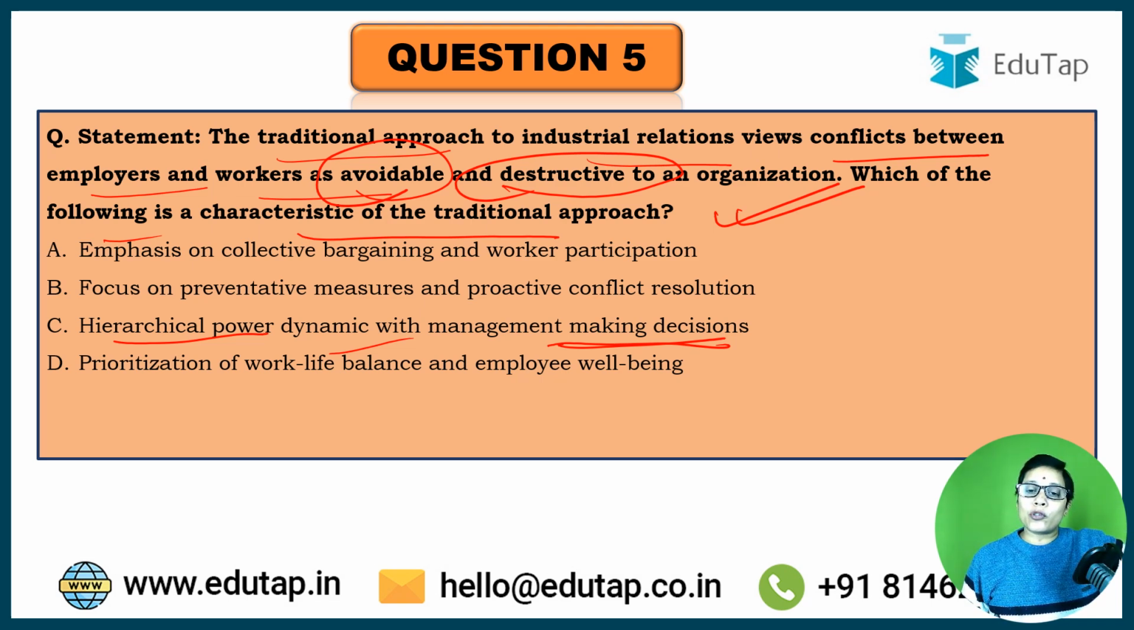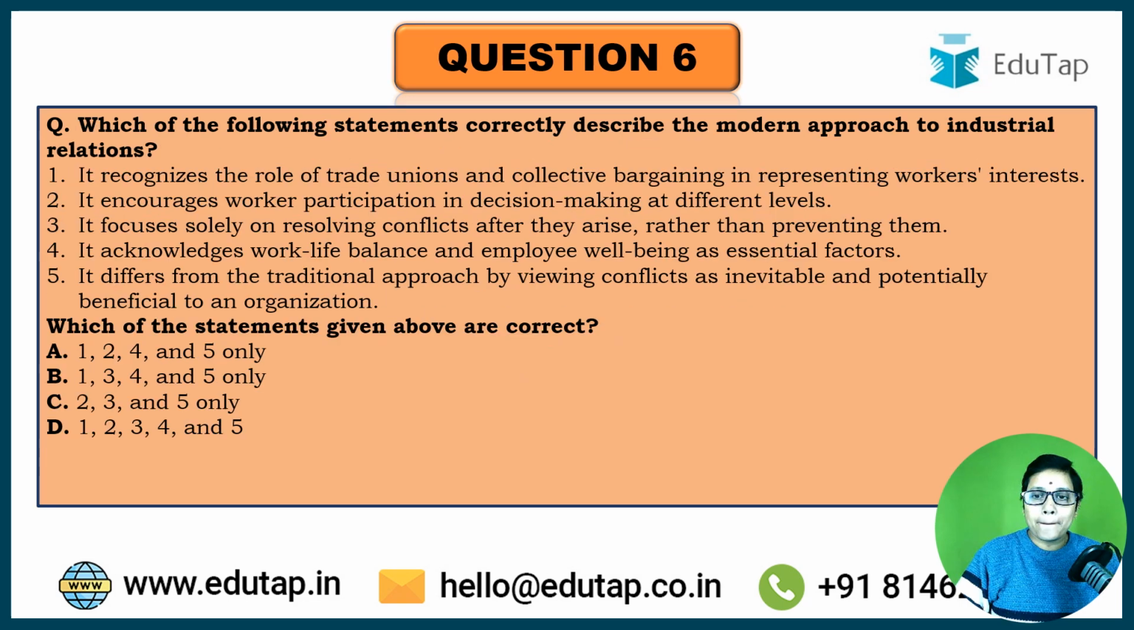Okay, in the traditional approach, if something happens, they will look from the top, okay, this conflict has happened, so based on that they will take a decision that next time this should not repeat, so this is the action that needs to be taken. So that would come from the top. So hierarchical power dynamic would be there in this case. So here C is the correct answer.